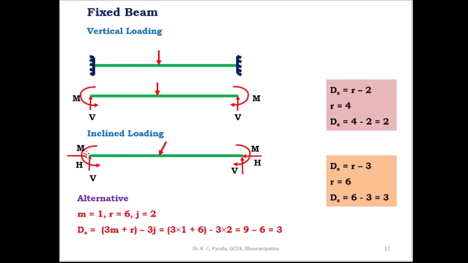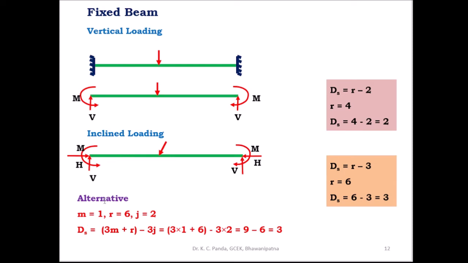Similarly, when the fixed beam is subjected to inclined loading, at each fixed end there is a horizontal reaction, vertical reaction, and the moment. At this end there are 3 reaction components, and at this end there are 3 reaction components, so the total reaction components equal 6. In this case, the degree of static indeterminacy can be found using ds = r - 3, where r = 6. So ds = 6 - 3 = 3. That is the degree of static indeterminacy of the fixed beam when the loading is in the inclined direction.